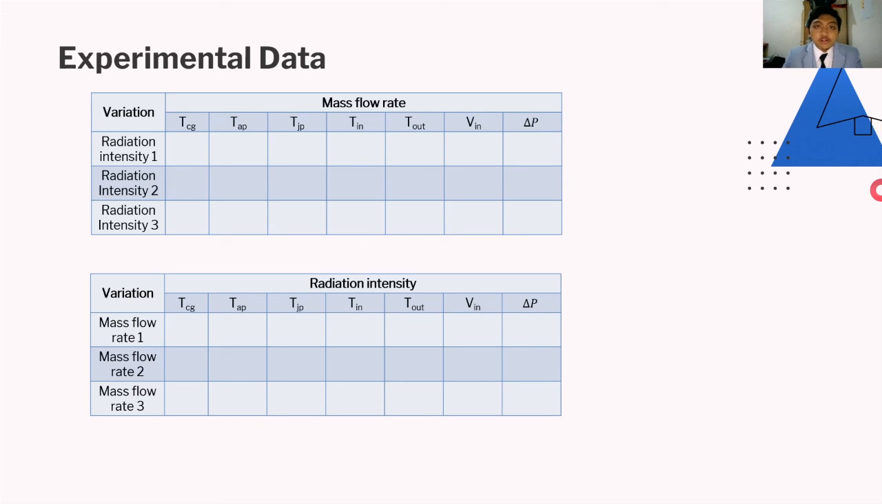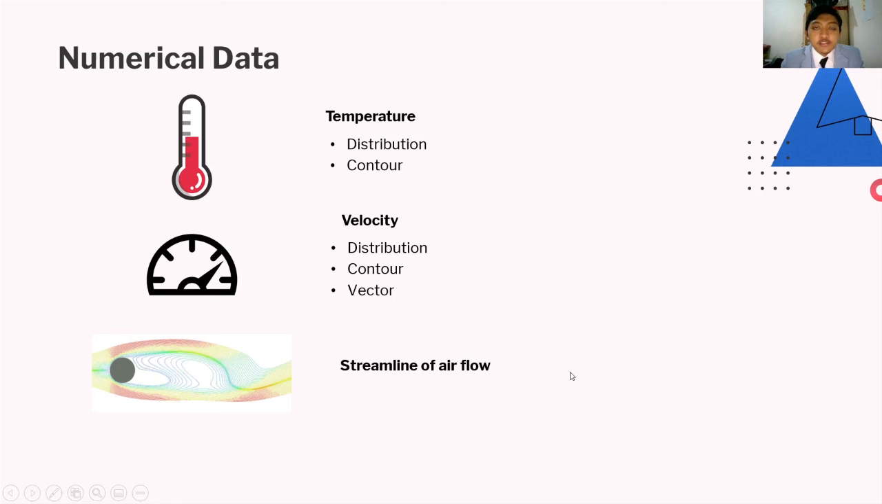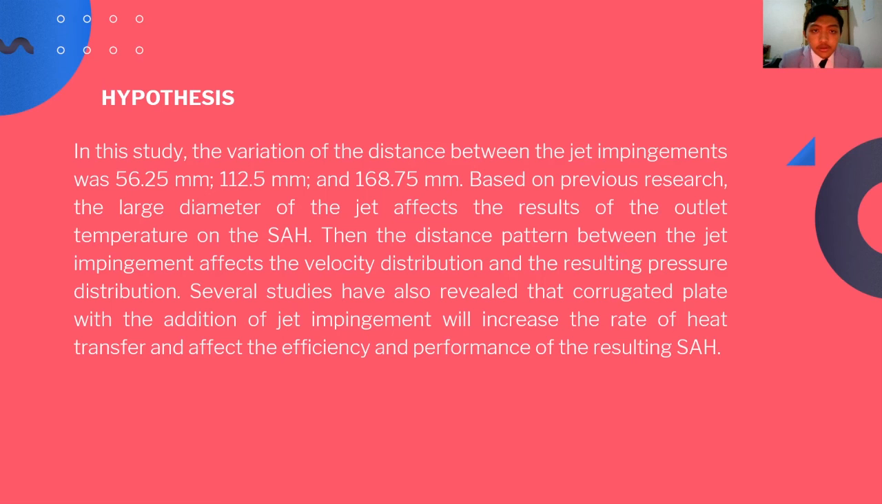And this is the experimental data. There are two control variables in the experimental data: mass flow rate and radiation intensity. Model one is the fixed mass flow rate with variation of radiation intensity, and model two is the fixed radiation intensity with variation of mass flow rate. And then there is numerical data obtained from the CFD results: temperature distribution, temperature contour, velocity distribution, velocity contour, velocity vector, and the last is streamline of airflow.